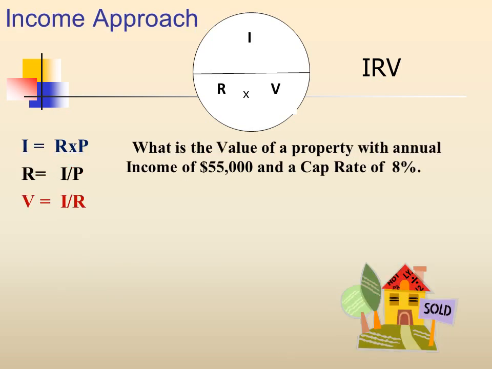Again, under the income approach, let's solve a V, or value. What would be the value of an income property that had an annual income of $55,000 and a cap rate of 8%? This small investment property would be computed this way. Value is I divided by R, income divided by cap rate. Income is $55,000, cap rate is 0.08. 55,000 divided by 0.08. The value of this property would be $687,500 based on those two factors.